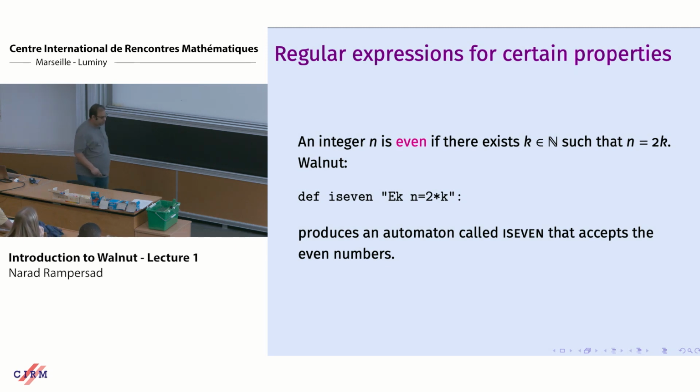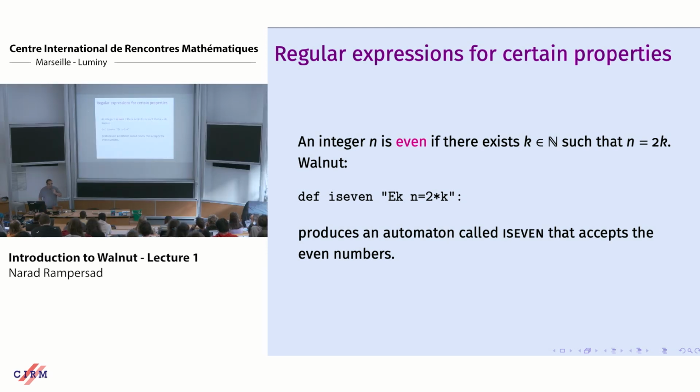Okay, so here's a really simple example to start with that doesn't even involve an automatic sequence. If I want to define the even integers, an integer is even if there exists a natural number k such that n equals 2k. So you write that in Walnut: there exists k such that n equals 2 times k. Just give it a name, call it is even. By default, it assumes this is binary, most significant digit first. You type this command into Walnut and execute it. It will output an automaton accepting the base two representations of the even numbers. That's it.